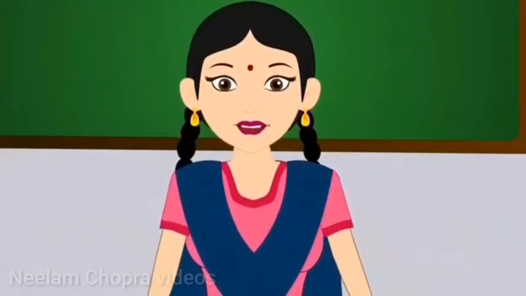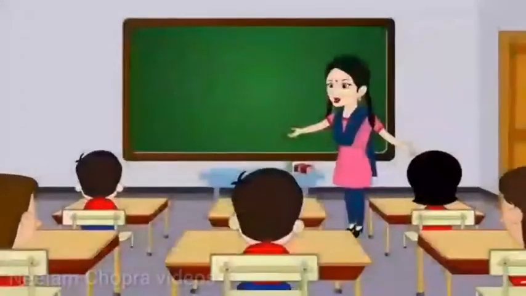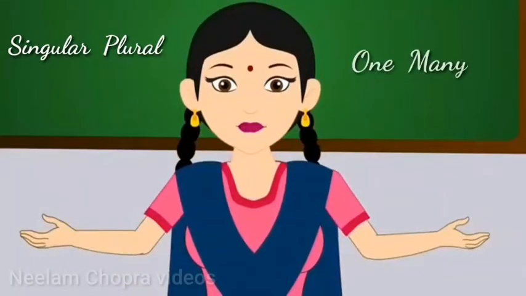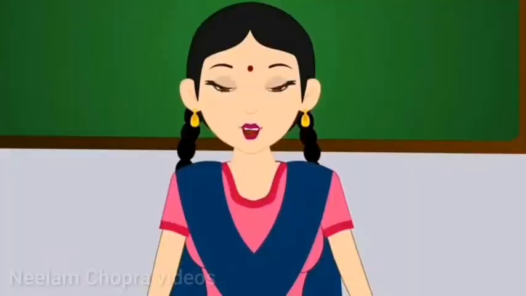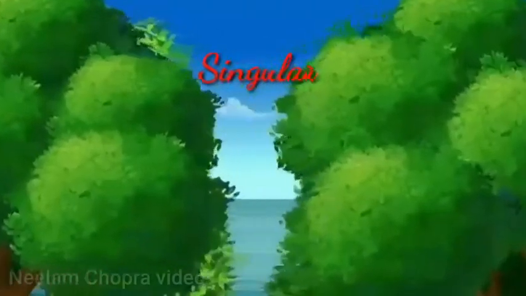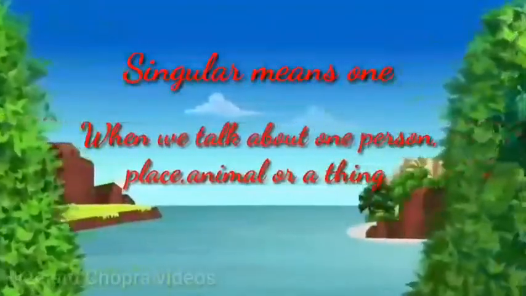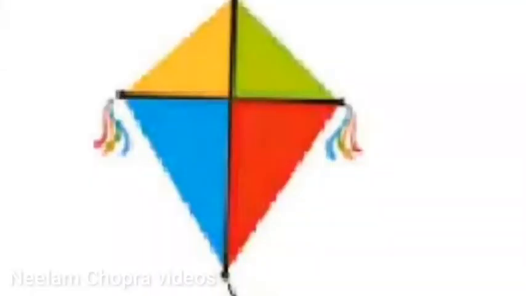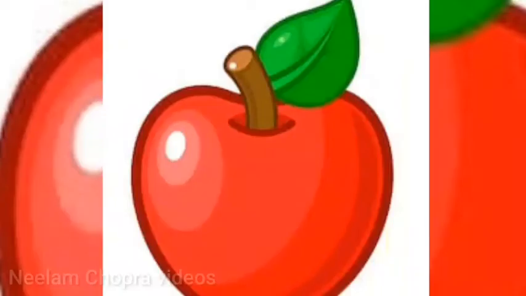Welcome back, kids. Today I will teach you the concept of singular and plural, or one and many. Let's understand the meaning of singular. Singular means one. For example, kite, gift, apple, egg.